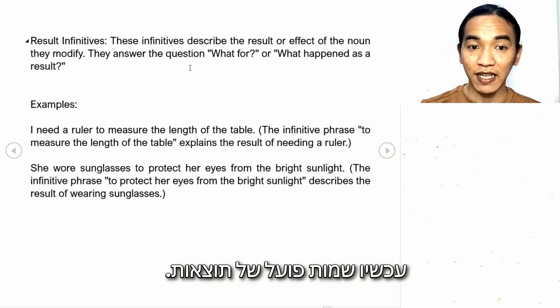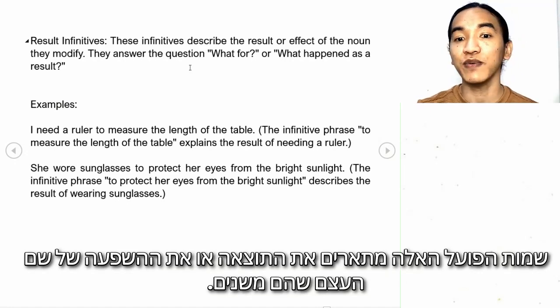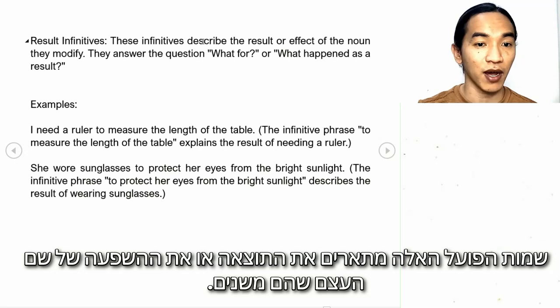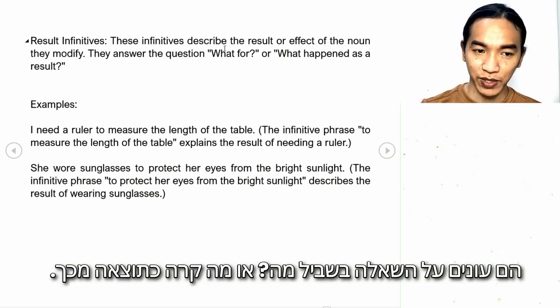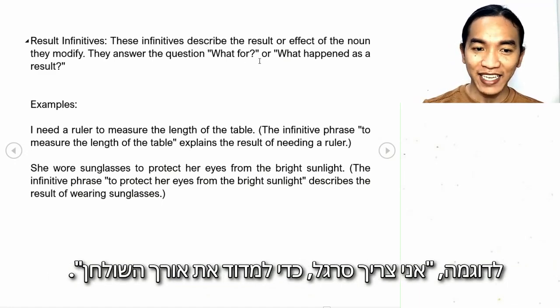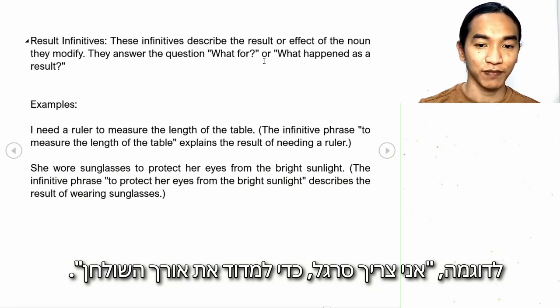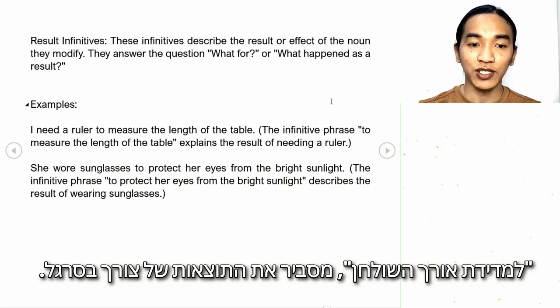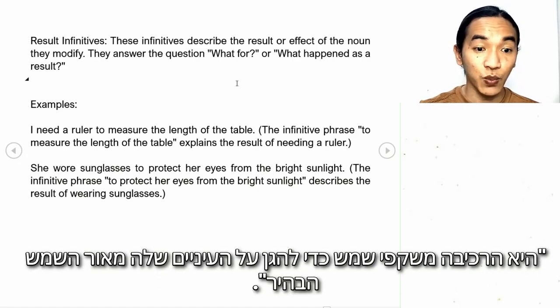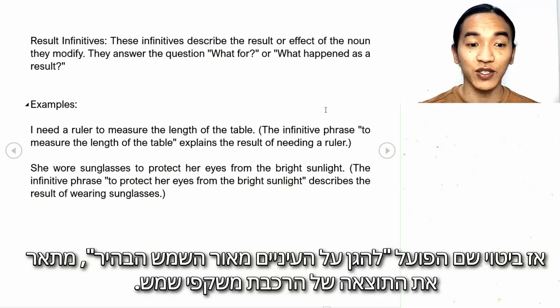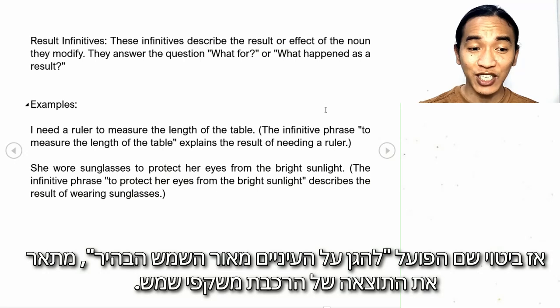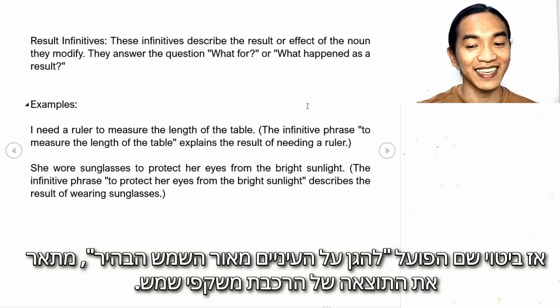Result infinitives. These infinitives describe the result or the effect of the noun they modify. They answer the question what for or what happened as a result. For example, I need a ruler, okay, to measure the length of the table. To measure the length of the table, explain the results of needing a ruler. She wore sunglasses to protect her eyes from the bright sunlight. So the infinitive phrase to protect her eyes from the bright sunlight describes the result of wearing sunglasses.